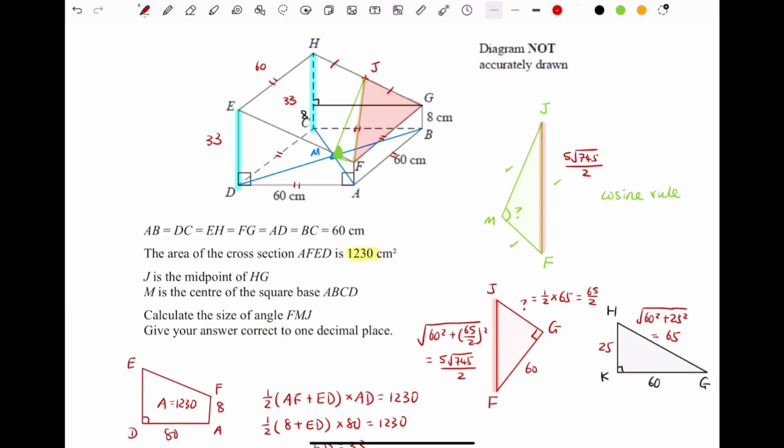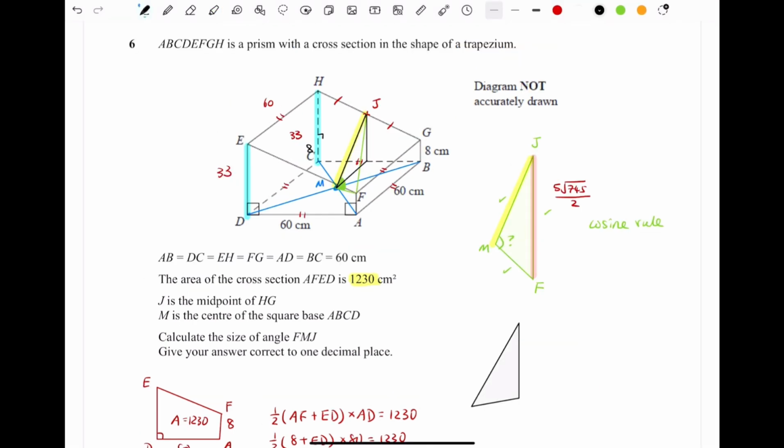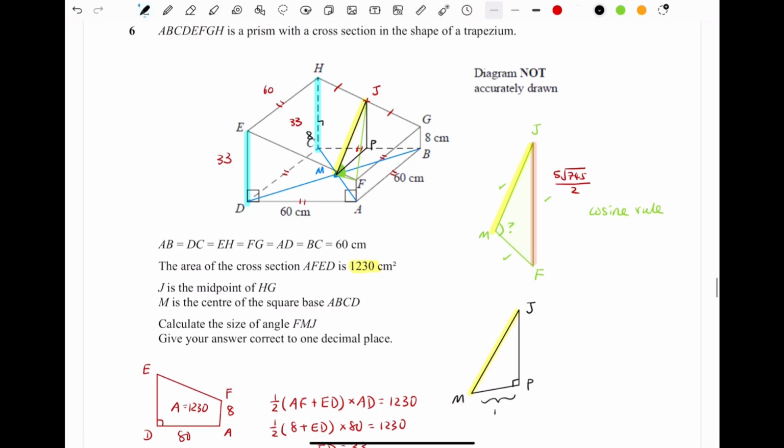Now moving on to JM. How can we work out JM? We can also make a right-angled triangle JPM by drawing a perpendicular line from J to BC. And I'm going to draw out this black triangle so that we can see better. JPM is this right-angled triangle, and we need to work out JM. MP is a half of AB. It's because J is the midpoint of HG. When we draw a perpendicular line from J to BC, we will find the midpoint of BC, which is P. So we know AB is 60, therefore a half of AB is going to be 30.